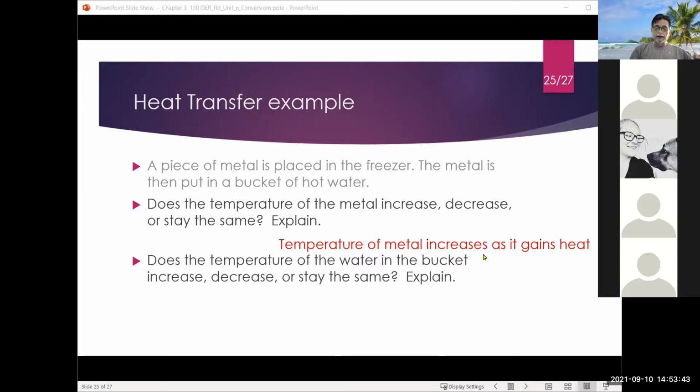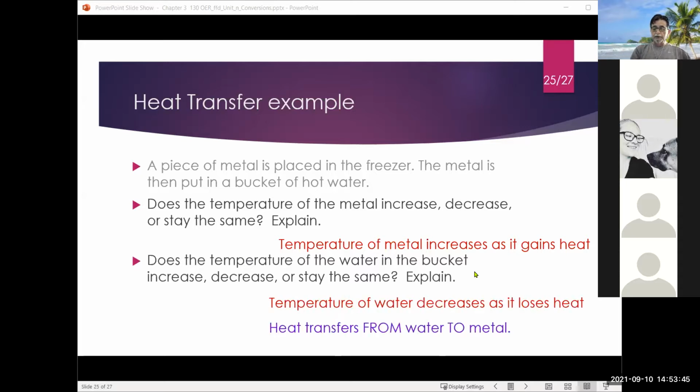Okay. And does the temperature of the water in the bucket increase or decrease? Well, as the hot water transfers that energy itself, it will reduce its energy level, so its temperature drops. Eventually, both of them will equilibrate to whatever temperature it is around its environment. If it's in your room, then it's all going to end up at, say, 25 degrees Celsius, room temperature ballpark.